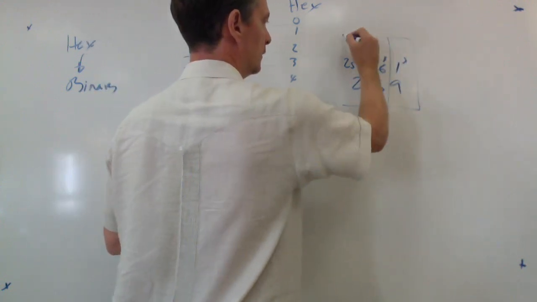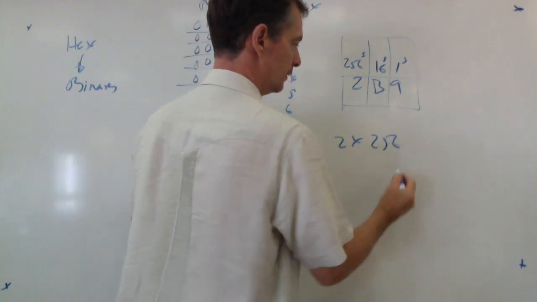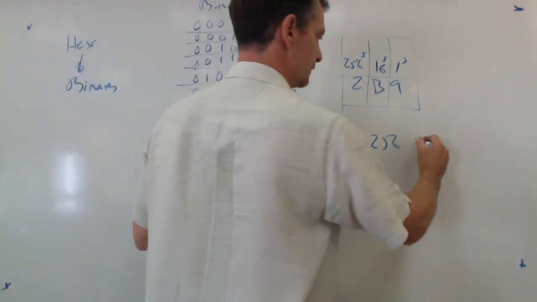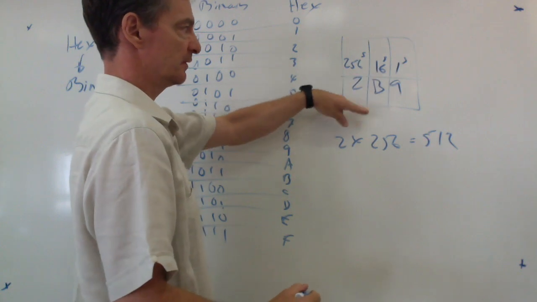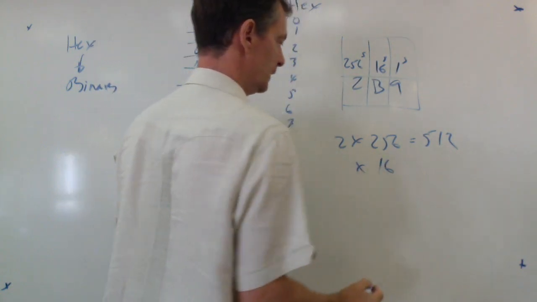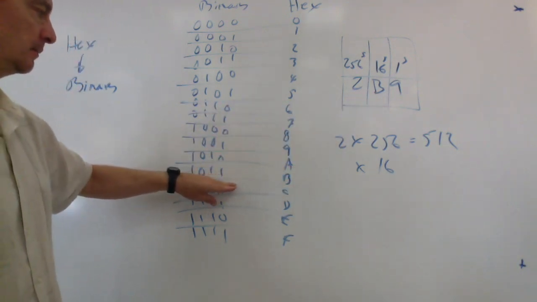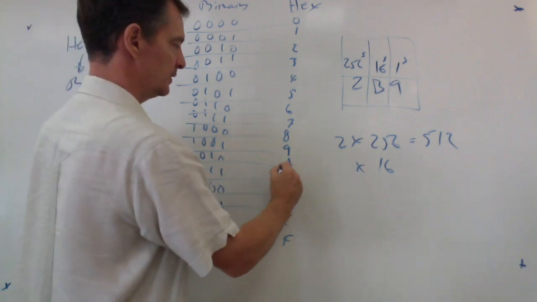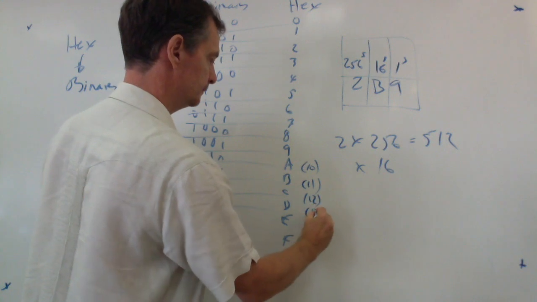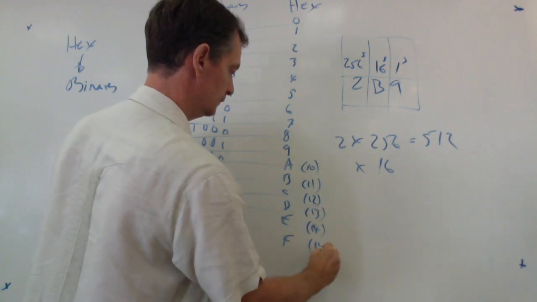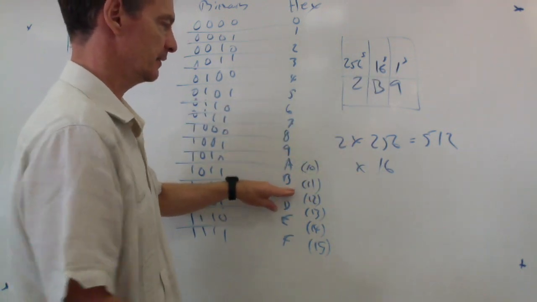2B9 is 2 times a group of 256s, which is 512. B groups of 16s. And B is where it's a little bit tricky. What's B? B is, well, I should have done this too. So that's like 10, 11, up to 15. So the B times a group of 16s is 11.